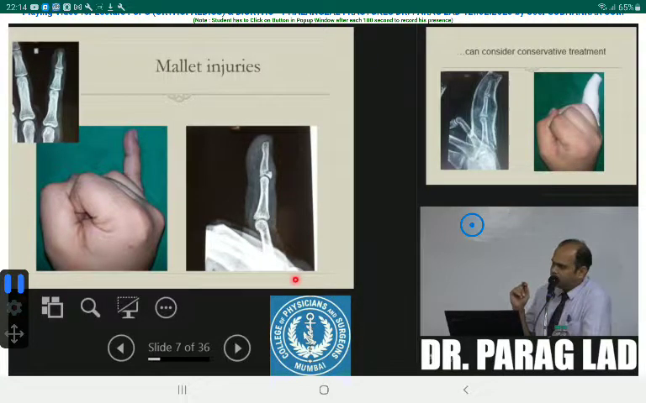I don't think so. Is there any angulation at the fracture site? No. So this fracture can be treated conservatively. Usually nowadays we get a ready-made splint called mallet splint. It is available in any medical store.